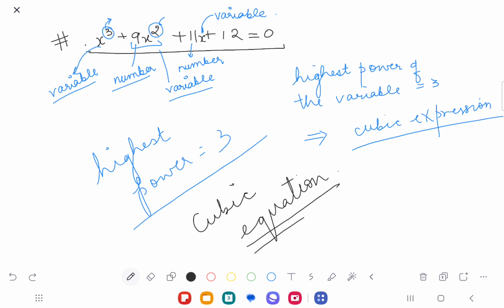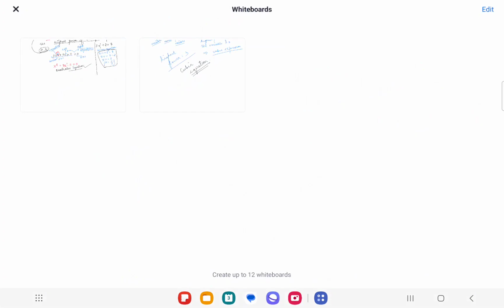So I will give you 5 equations. You have to tell me whether it is a cubic equation or a quadratic equation or not. Do you understand my point? Now, for example, just have a look here. If I give you x square plus 9x minus 11 equals 0, do you think it is a quadratic equation? Yes or no? The first one. Is it a quadratic equation?